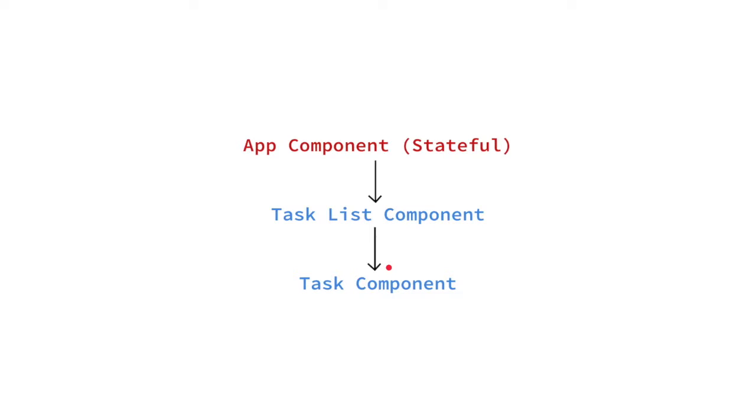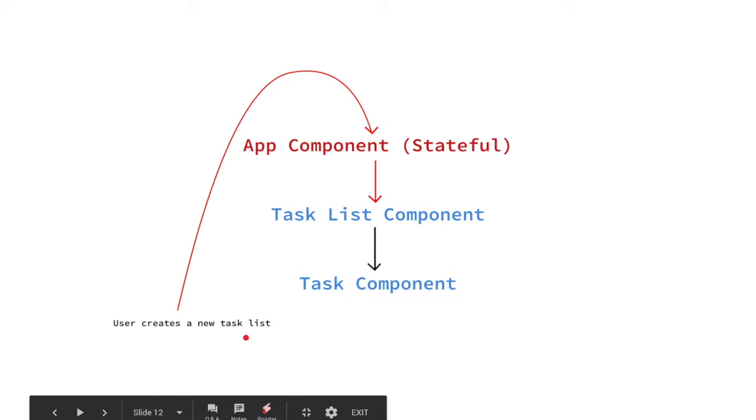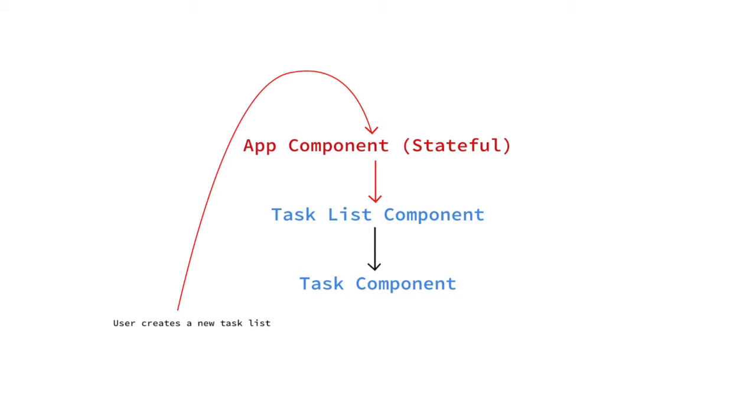Now let's understand two different scenarios. The first scenario is when a user creates a new task list. This is similar to the case where the army was able to find the rebel location and update Darth Vader about it.